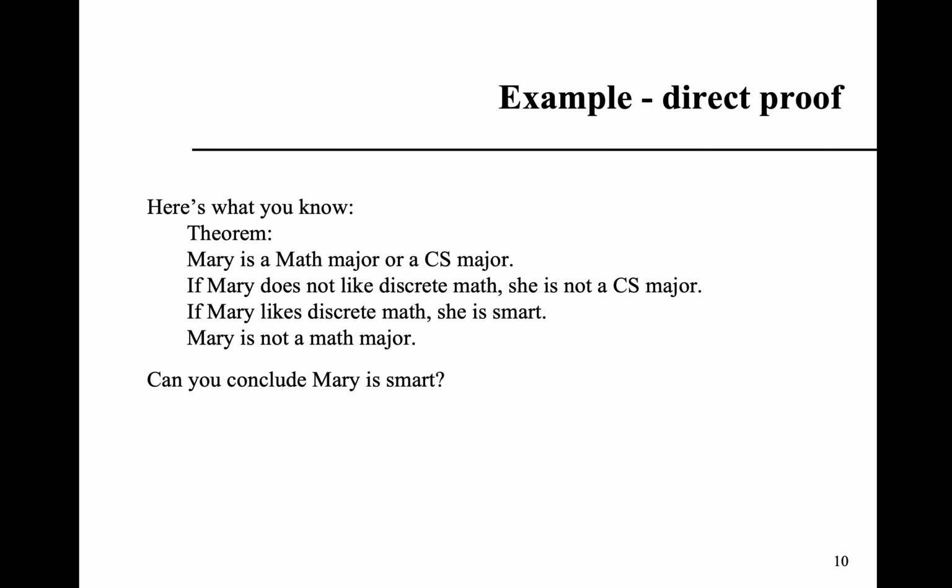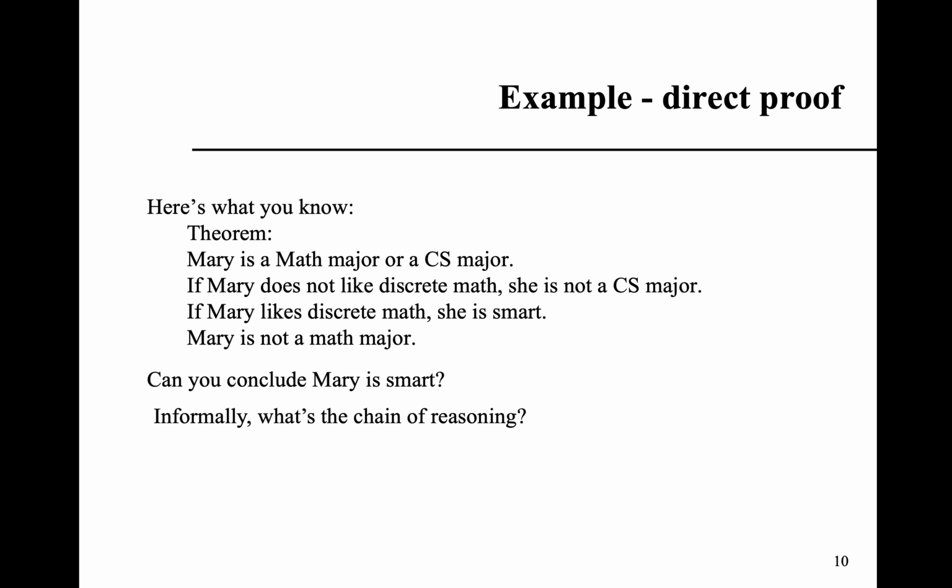So let's go into an example of direct proof. The theorem is that Mary is a math major or a CS major. If Mary doesn't like discrete math, she's not a CS major. If Mary likes discrete math, she is smart. And Mary is not a math major. So there are 4 statements here. And now we need to conclude whether Mary is smart or not.